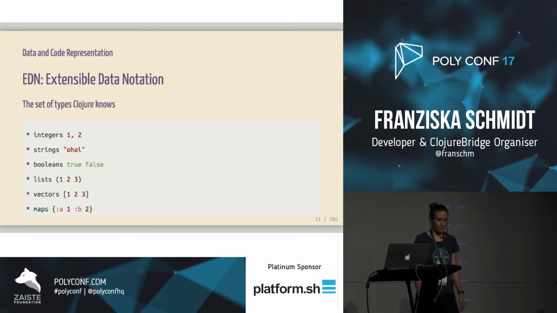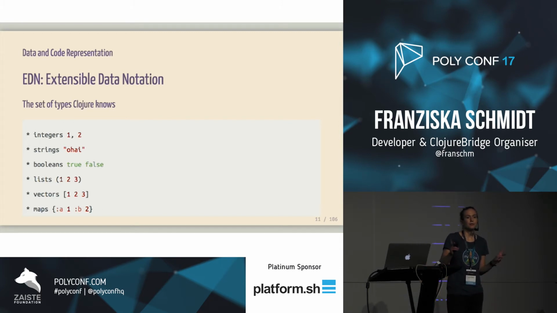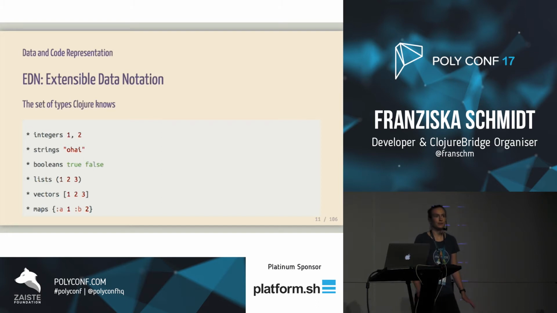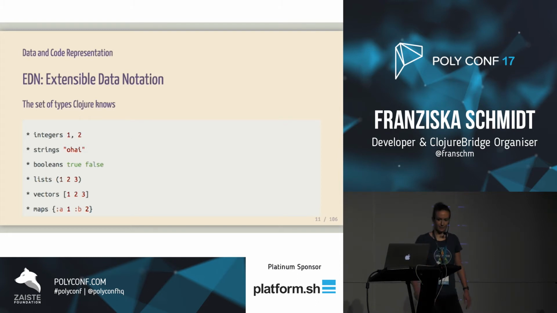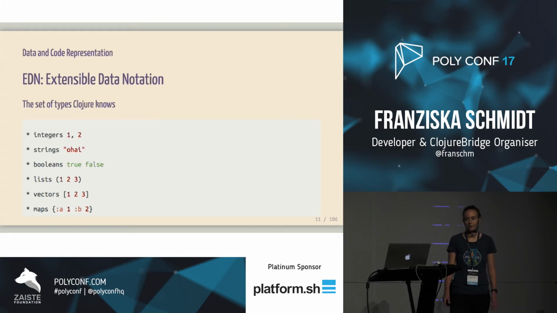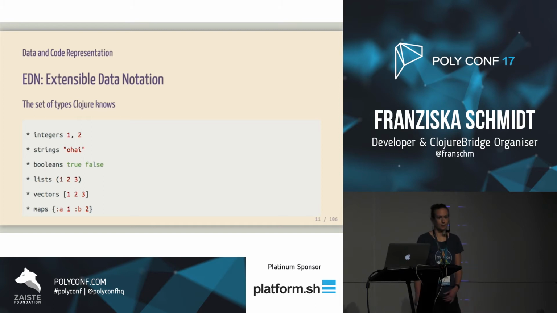Okay. So I mentioned a bunch of times already that it's about using the same data types. And before I move on, I want you to understand what these data types actually are in Clojure. So in Clojure, we use EDN, extensible data notation. And it's the set of types that Clojure knows. The first ones on this list are what you would expect, like integers, strings, simple data types, booleans like true and false. And then we have things like lists, which are denoted by parentheses, or vectors by the square brackets, and maps. And there are some other ones that I didn't include here.